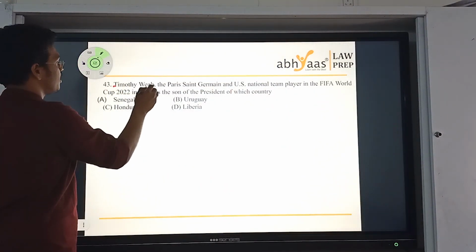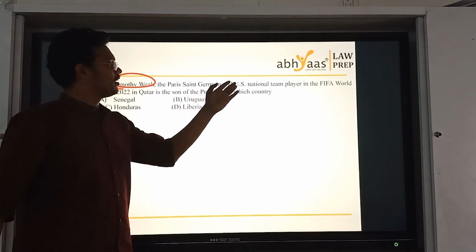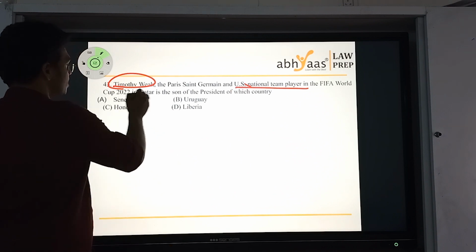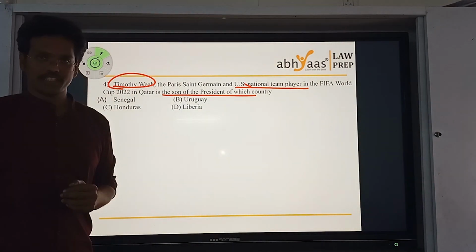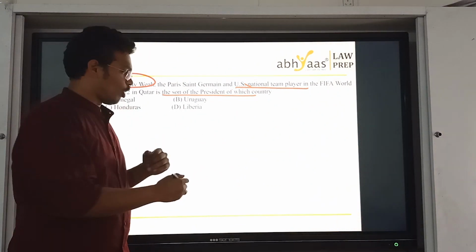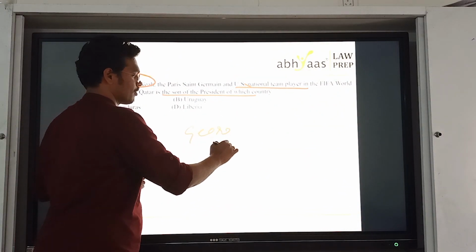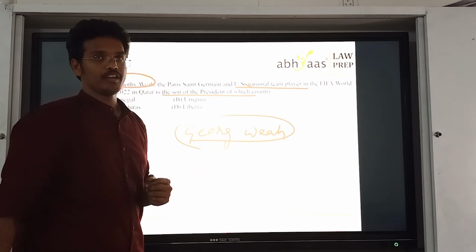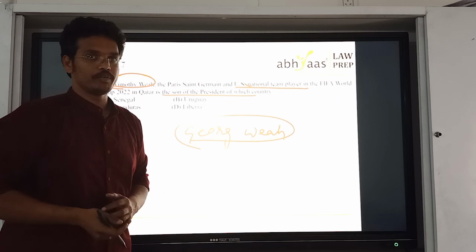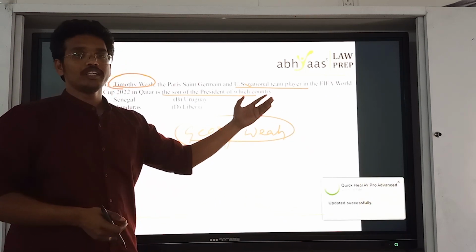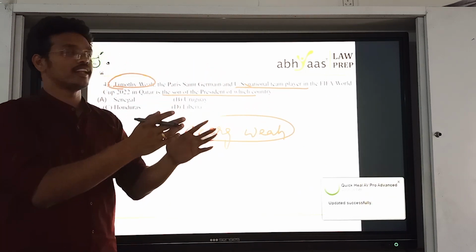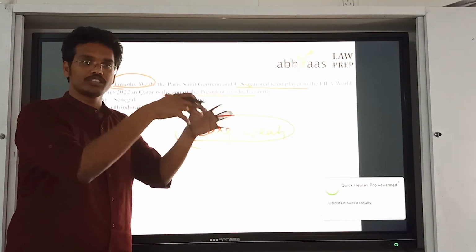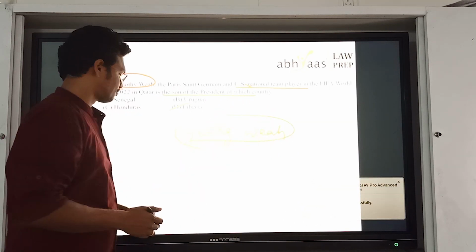Timothy Weah, the Paris Saint-Germain and US national team player in the FIFA. He is the son of the president of which country? Timothy Weah is the son of George Weah. He is also an ex-football player, and now his son is a football player. George Weah became the president of a particular country called Liberia. In 2018, George Weah became president. Now he is still the president of Liberia.